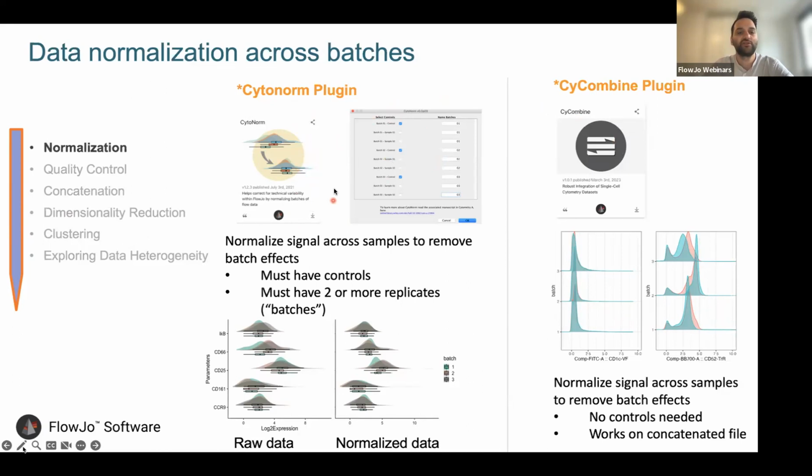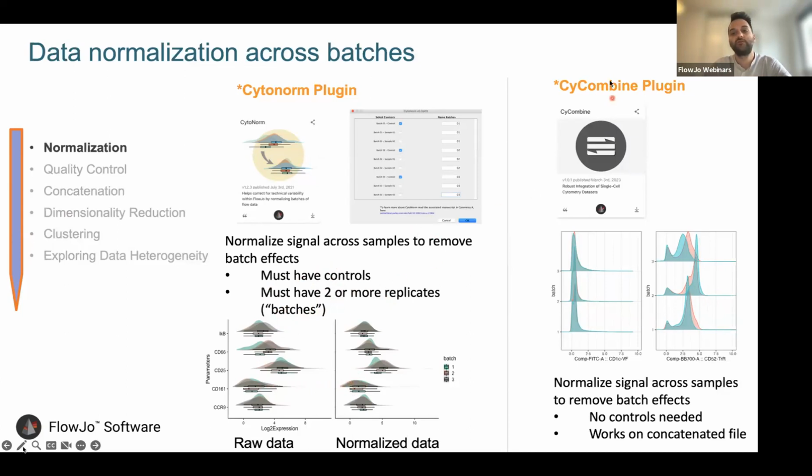So just an overview here: for CytoNorm we must have controls. We must have controls for each time point. And of course, we must have 2 or more batches or replicates. And then CytoNorm, based on the controls, will normalize the signal across the different samples.